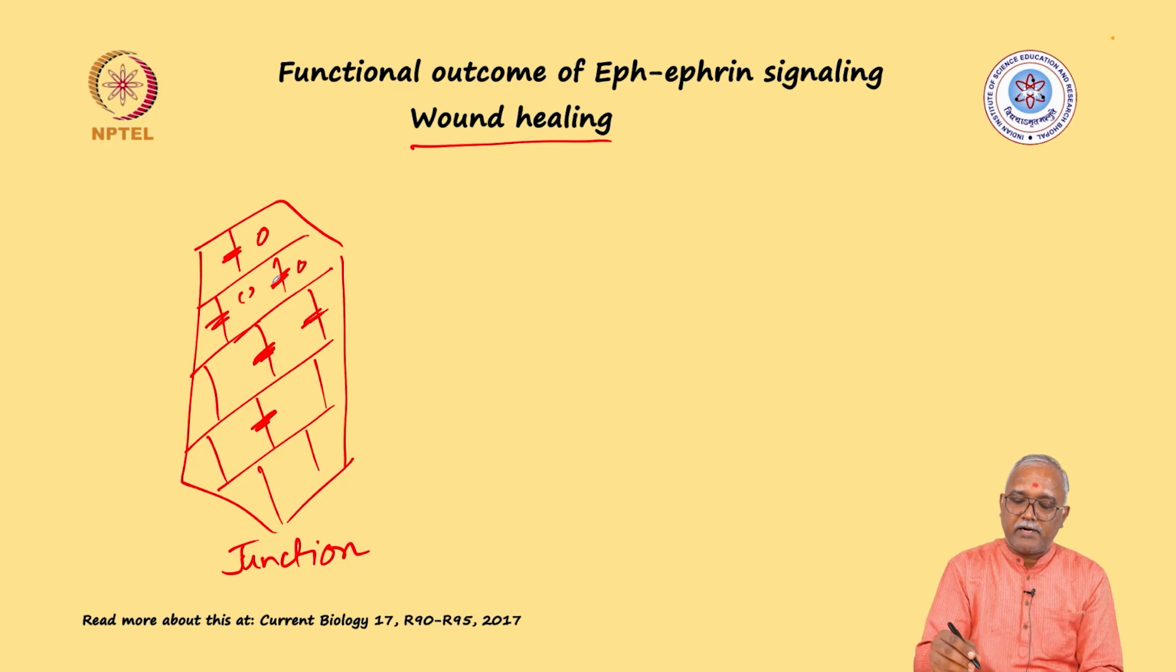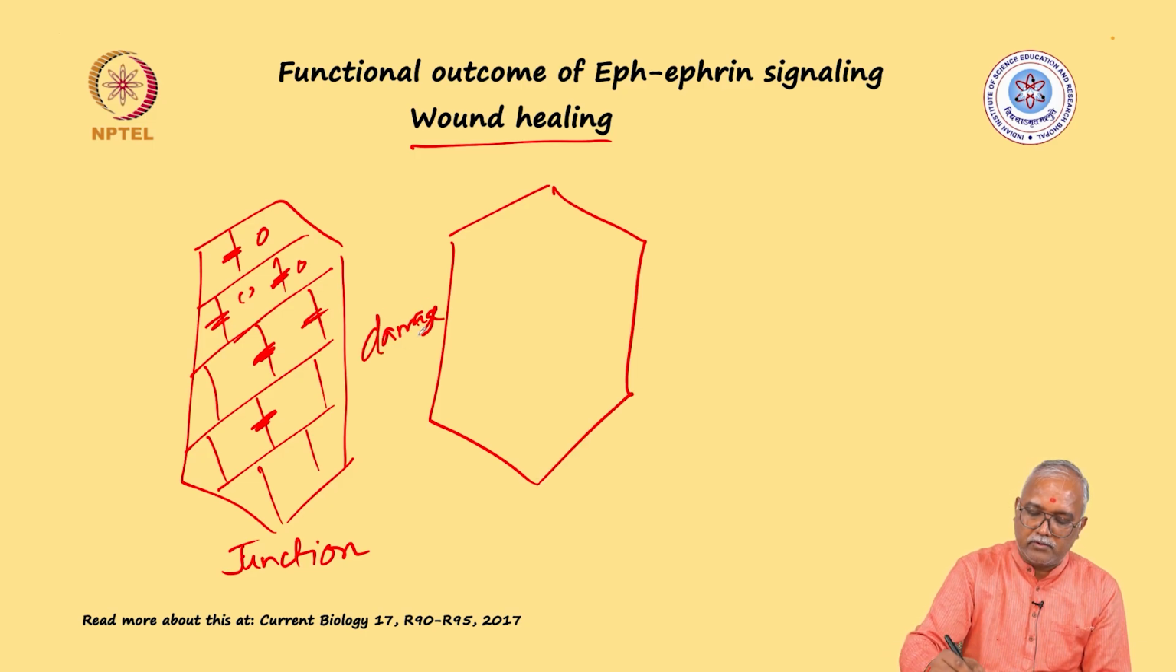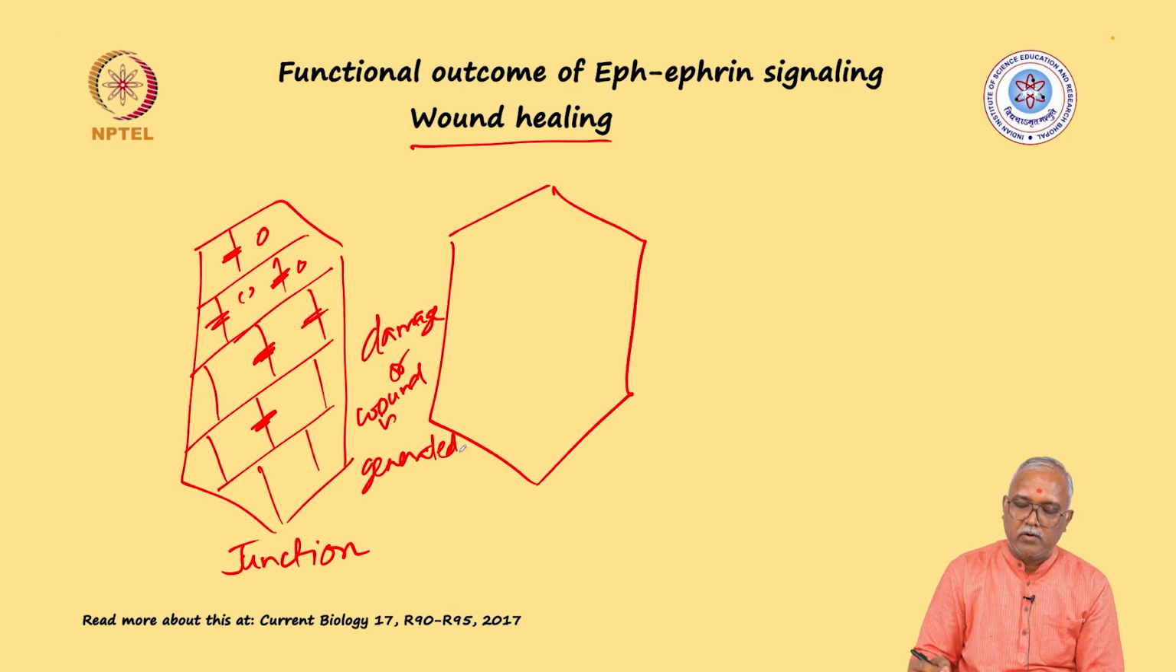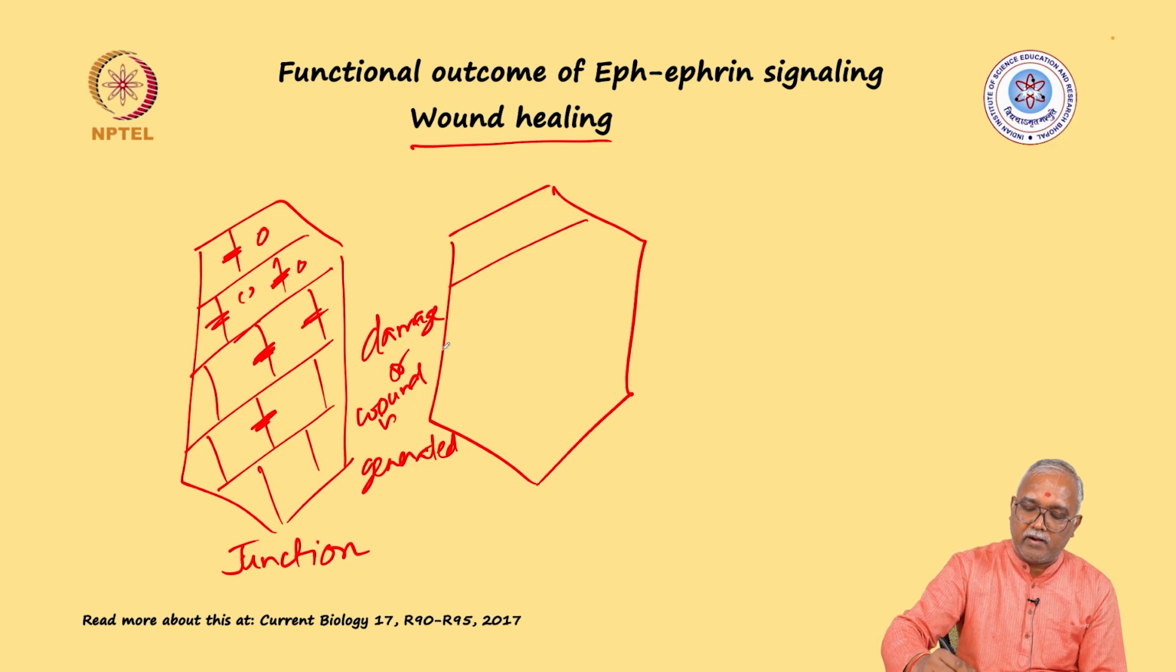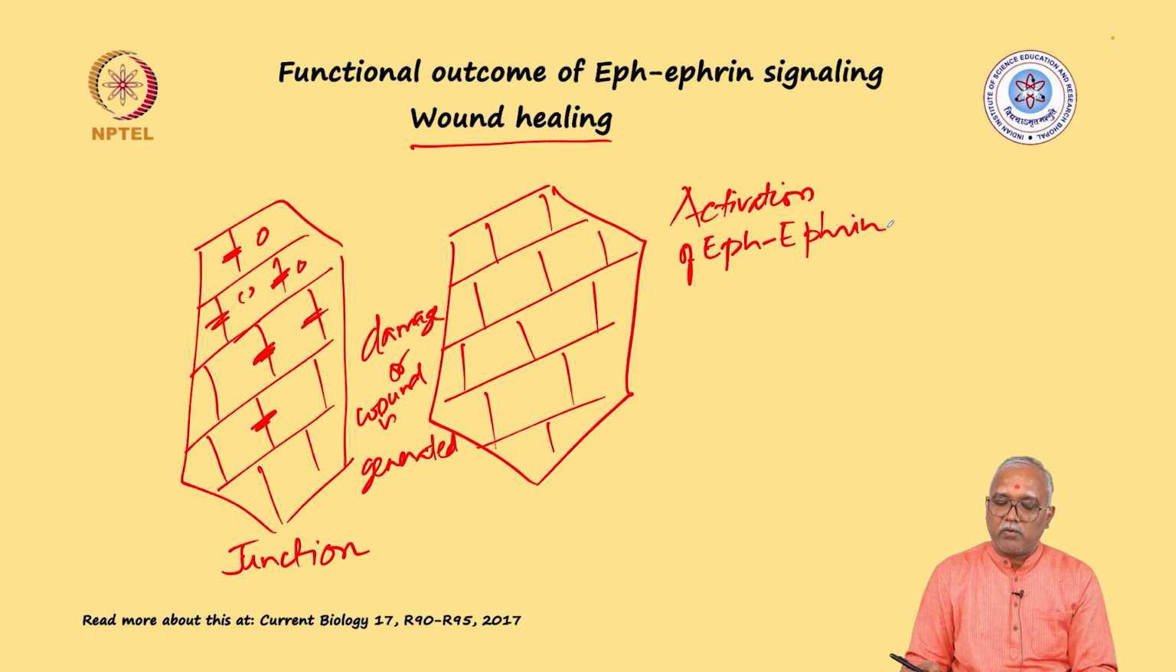Suppose a damage or wound is generated. The cells in between now activate. So here is activation of Eph-Ephrin signaling. Eph-Ephrin signaling is activated, and because of this, what will happen?